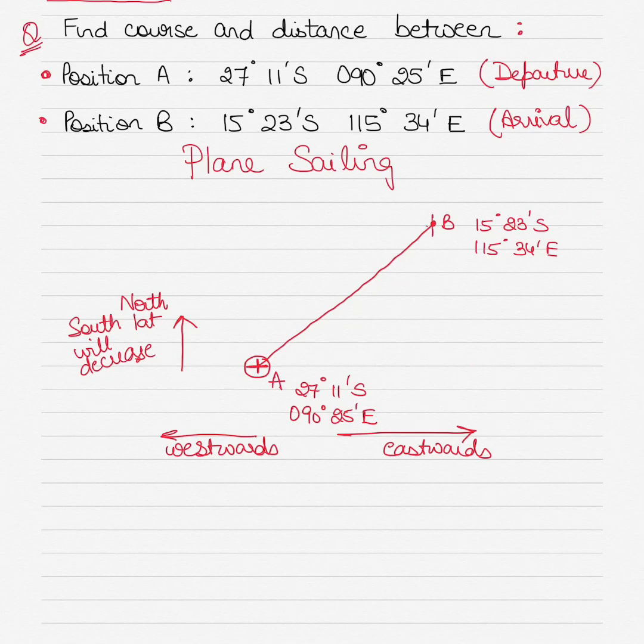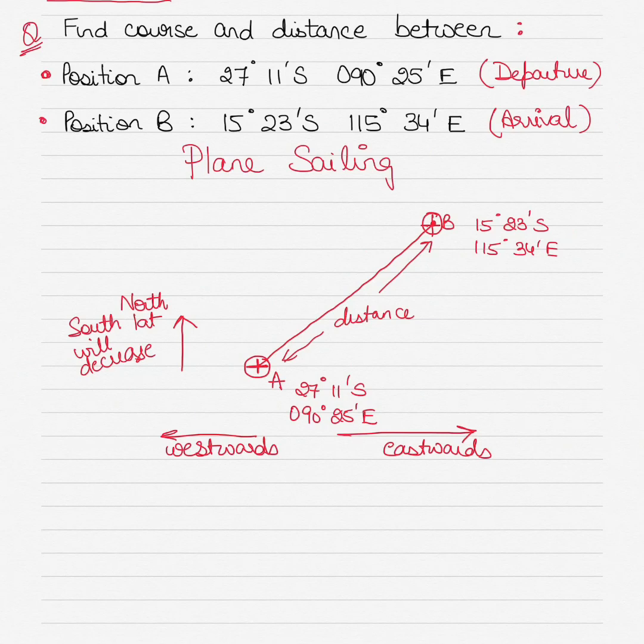Alright, now here is the arrival position. The line joining these two positions becomes your distance. This is the distance your ship has to travel to reach position B from position A. Now you have to understand the course. So if you are going north and eastward, that means your course has to be northeast.